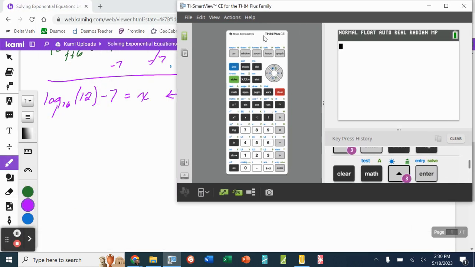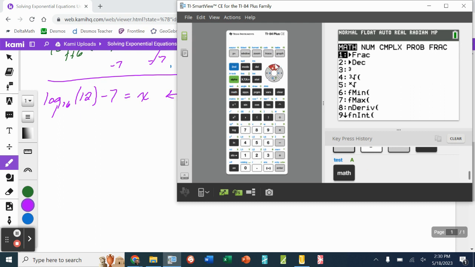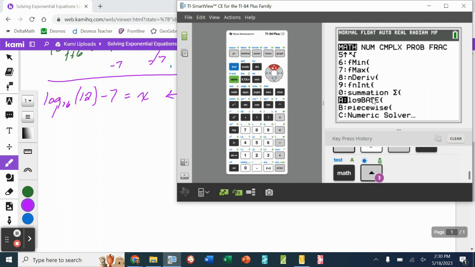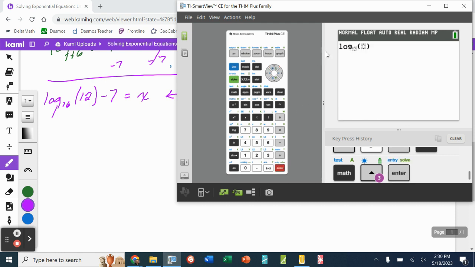On the calculator, anytime we have a base other than 10, what we need to do is press math, and then you can scroll up. We've got this log base operation here. I'm going to press enter. It brings back the log and gives me a place to put in the base and a place for the argument. I'm going to type 16 in for my base, 12 in for the argument, and then after that, I have to subtract 7 from my logarithm.